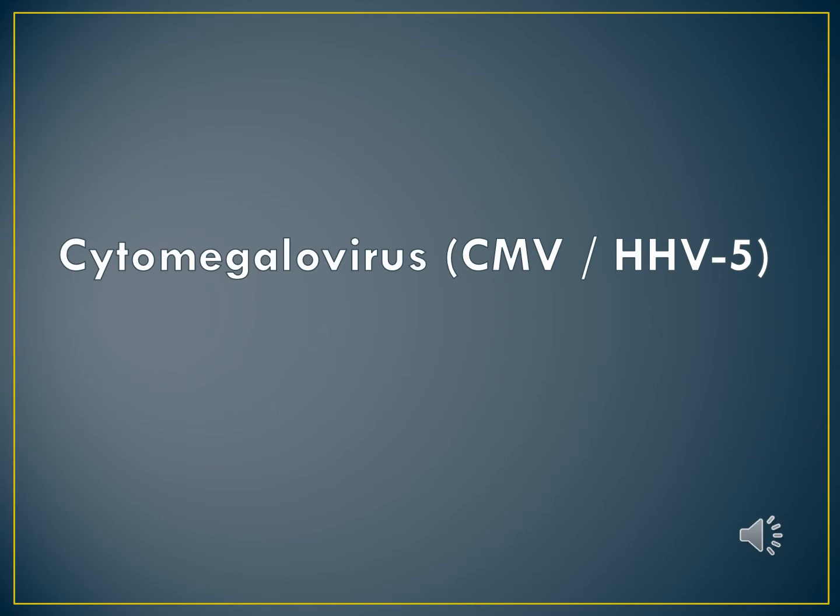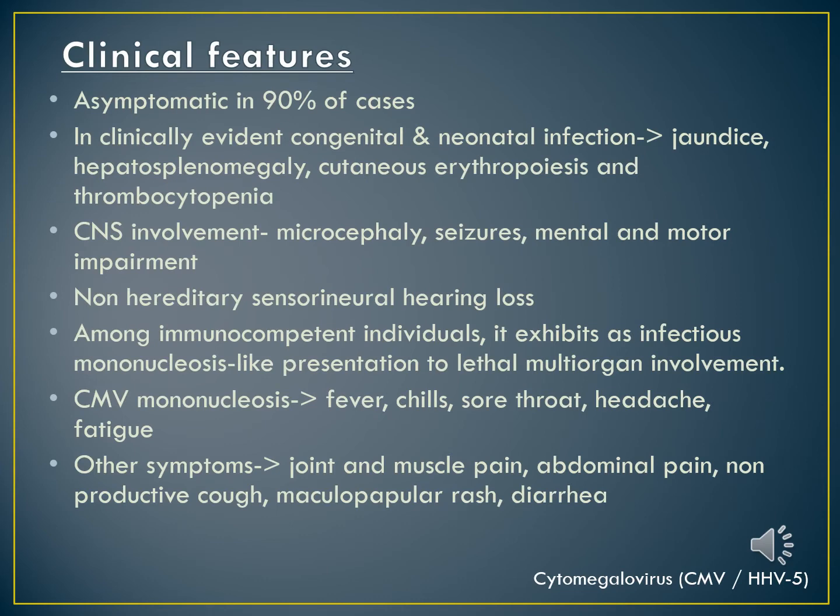Next, cytomegalovirus, also known as human herpes virus 5. Cytomegalovirus infection is asymptomatic in 90% of the cases. However, in clinically evident congenital and neonatal infection, there will be jaundice, hepatosplenomegaly, cutaneous erythropoiesis, and thrombocytopenia, and CNS involvement includes microcephaly, seizures, mental and motor impairment, and there will be non-hereditary sensorineural hearing loss. Among immunocompetent individuals, it exhibits as an infectious mononucleosis-like presentation to lethal multi-organ involvement.